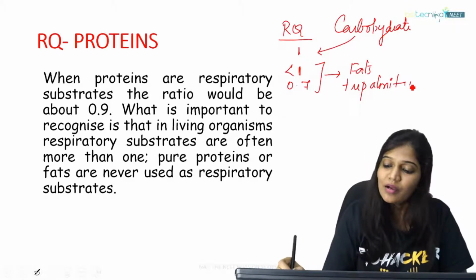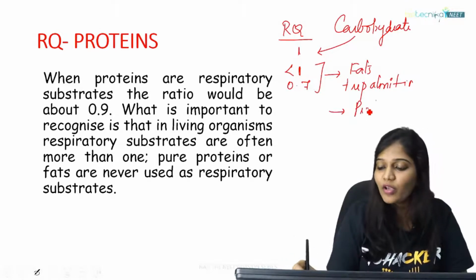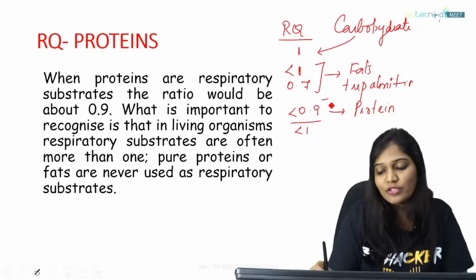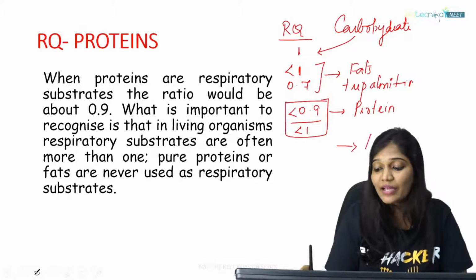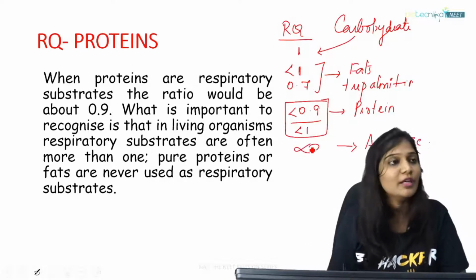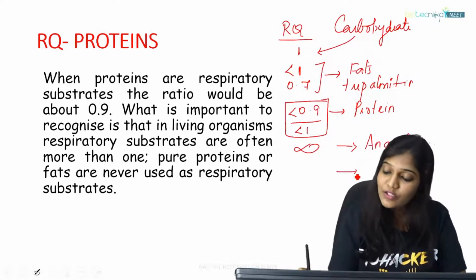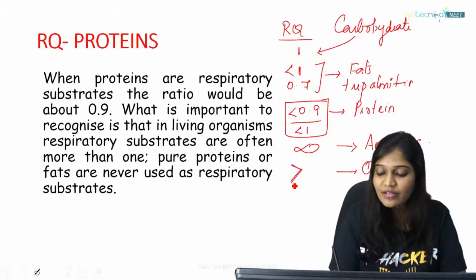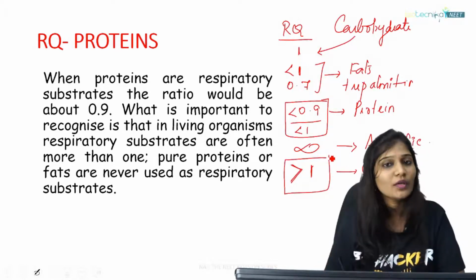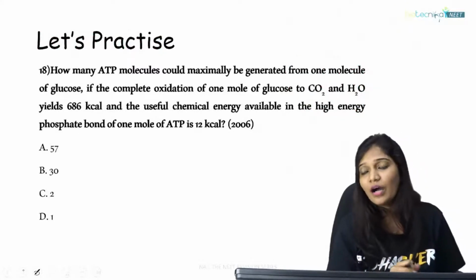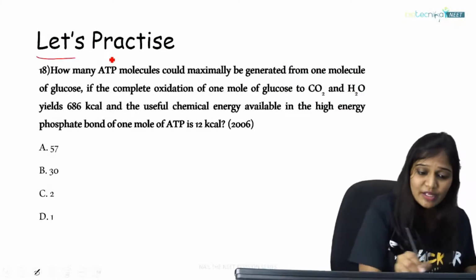And proteins are going to be 0.9, or you can call it less than 1 also. And next one, anaerobic, we have seen it is going to be infinity. Very important. And suppose if they ask you a question like organic acids, any organic acid, usually if you see any organic acid is going to have greater than 1 RQ value. Okay, this is very important. Okay, yes. So we have done with all the respiratory quotient which will come for your examination.